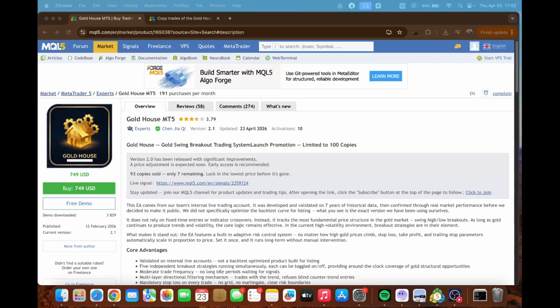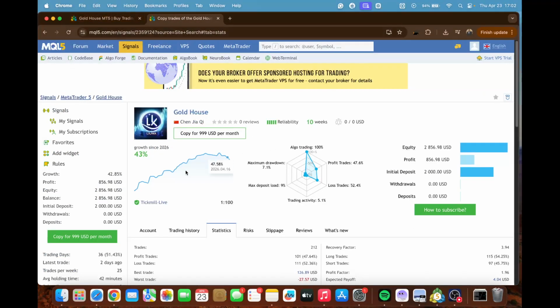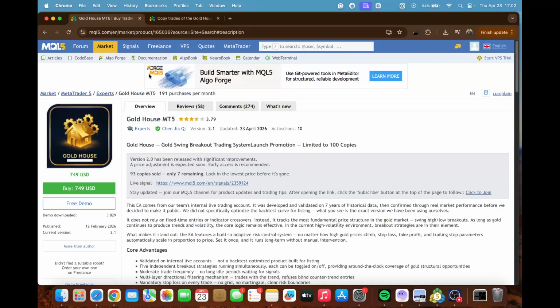Talking about the Gold House MT5 expert advisor, it is a swing breakout system for gold that has been picking up interest on MQL5, and it has its live signal and recent updates. Of course, it was developed by Chen Jiaqi, which I think is a Chinese man, and we have its live signal here. We're going to be breaking down this expert advisor. I also had the opportunity to run my backtest on this expert advisor, so I implore you to watch this video up until the end to get the entire thing.